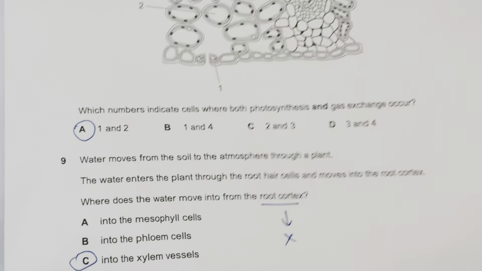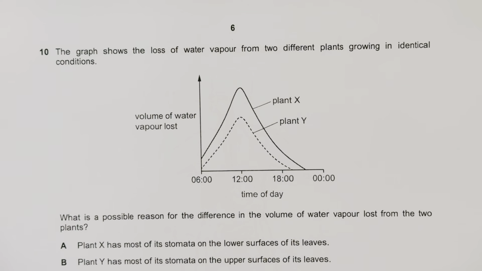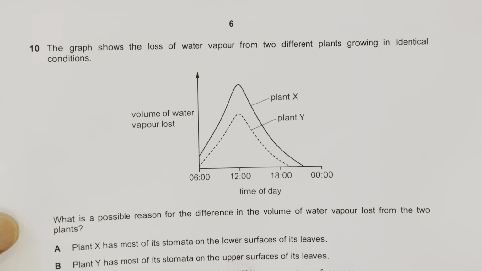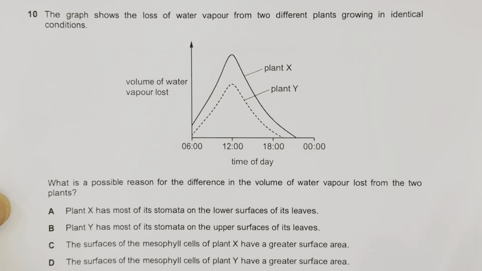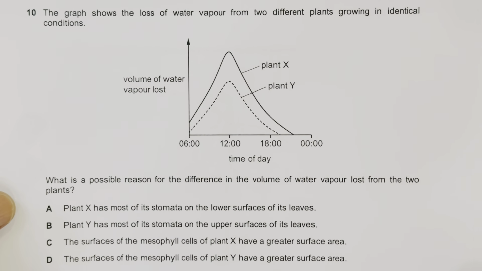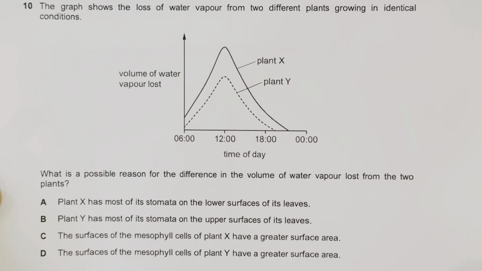Moving to question number 10. Question number 10 is that the graph shows the loss of water vapor from two different plants growing in identical conditions, plant X and plant Y. Volume of water vapor loss on the y-axis and time of the day. What is the possible reason for the difference in the volume of water vapor loss from the two plants?